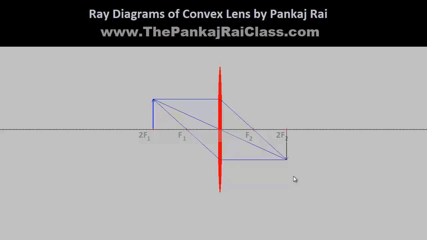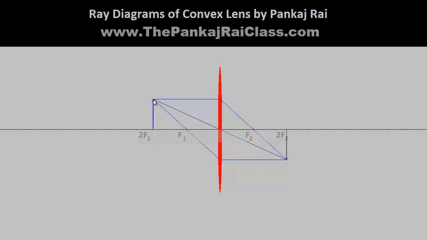We will be starting with the third position in our textbook, which is the object is at 2f1 and the image is at 2f2. In this position you can see that the size of the image is exactly same as the size of the object, and the image is real and it is inverted.